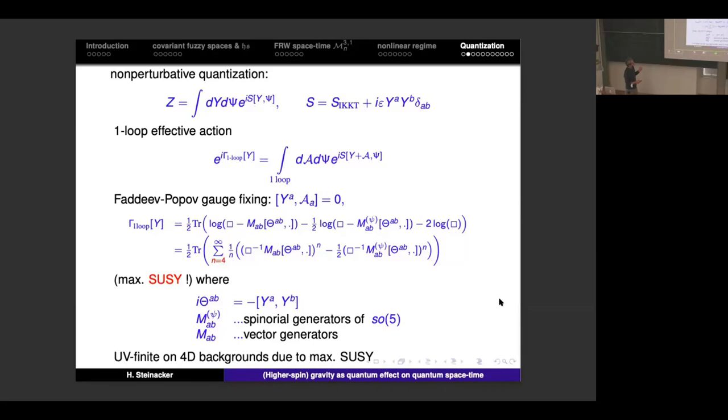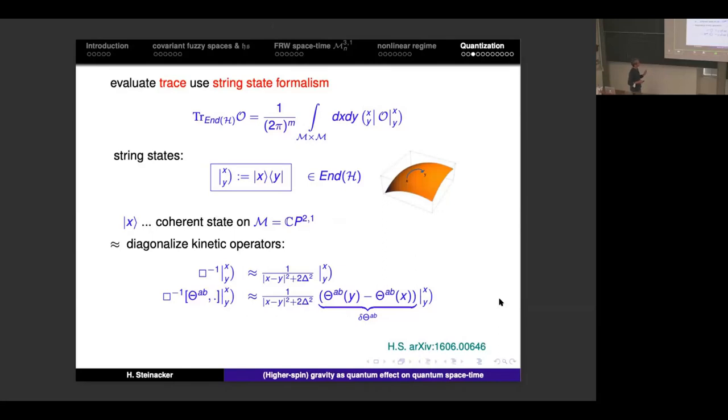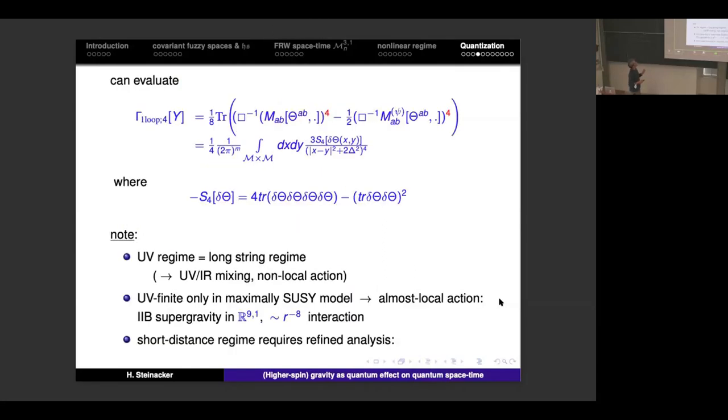So that's a terrible trace, you see? But on these string modes, you can diagonalize it and you can actually compute the trace with some effort. And I don't have time to go through that. There are still lots of tricky points. You see, these string modes are really ultraviolet states, and they lead to the type 2B supergravity, which goes like R to the minus eight. So the supergravity comes from these string modes. What we need here is actually the short distance regime.